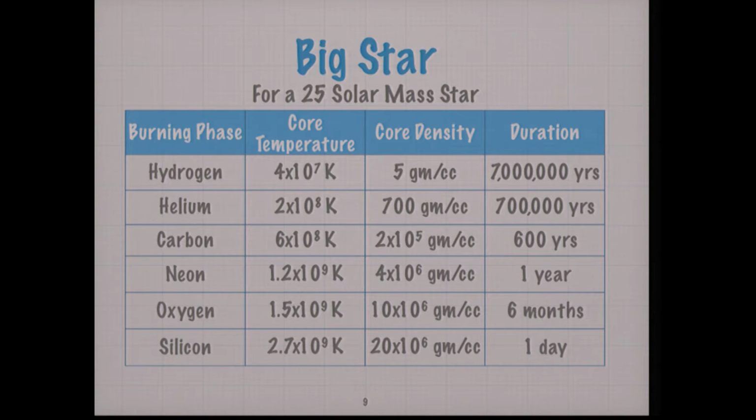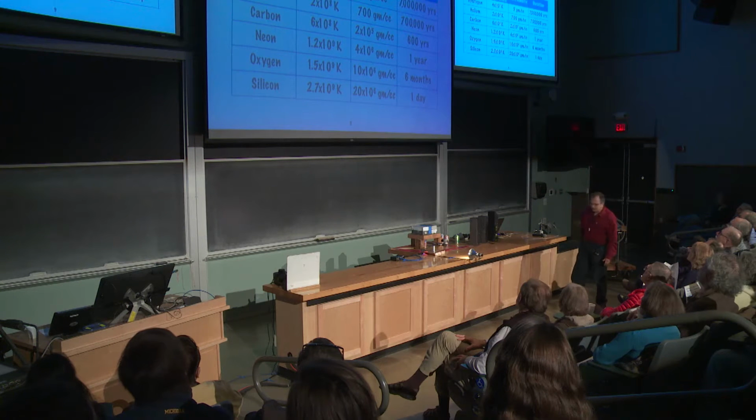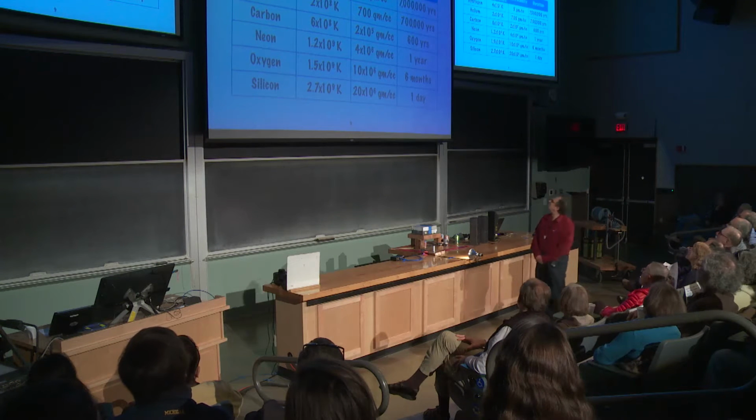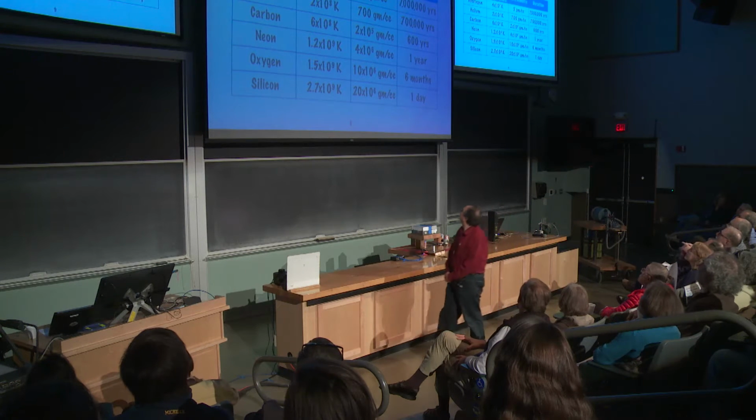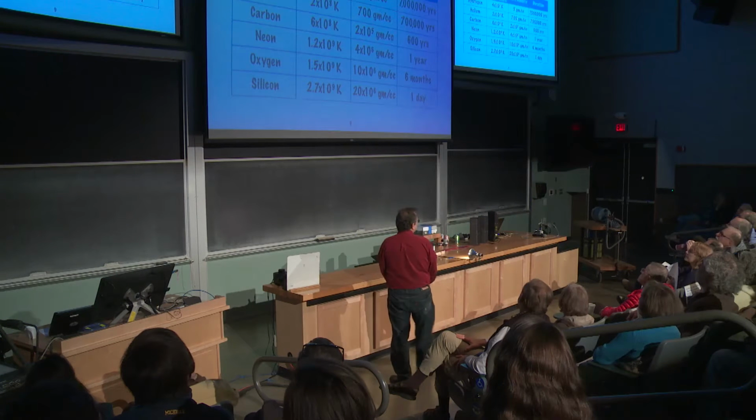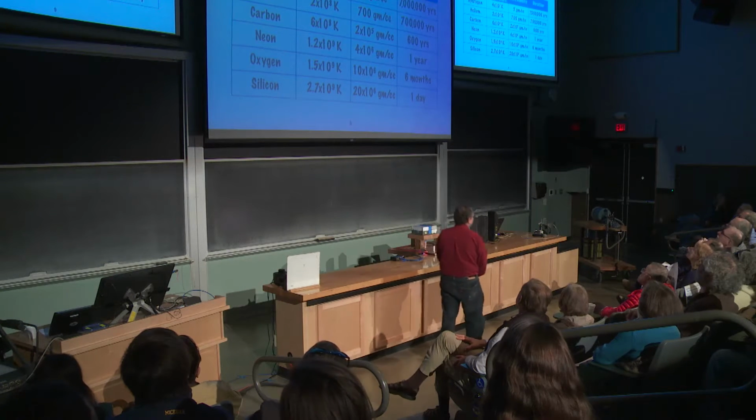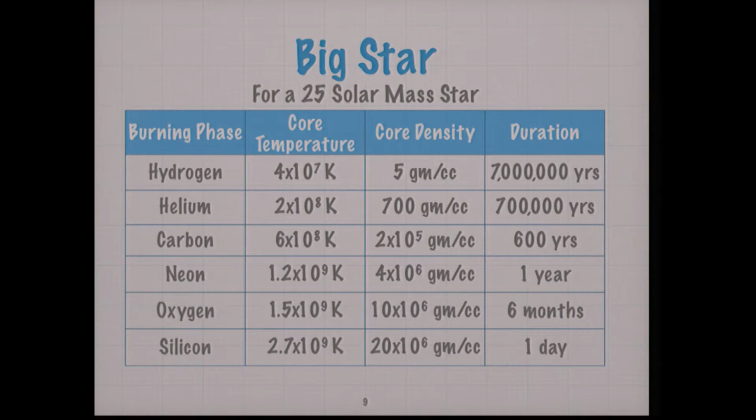That's not terribly dense. That's not so bad. That's easy to make. We can do that in the lab, no problem. And it does that for 7 million years. But for helium, well, it's got to get almost 10 times hotter. The density is now really, really high.